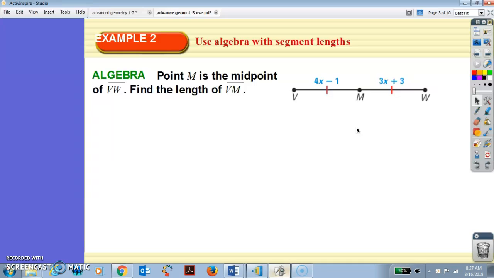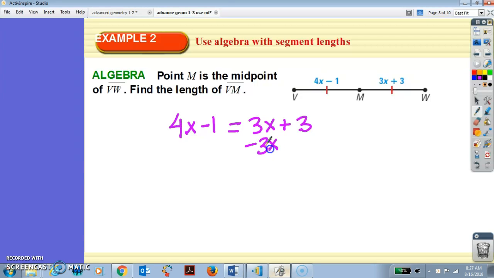Point M is the midpoint. Midpoint, it's the point in the middle, right? It breaks it into two equal parts. It's the point that bisects the segment. So point M is the midpoint of VW. Find the length of VM. Well, if it breaks it into two equal parts, set these two equal parts equal, right? They're congruent to each other. Set them equal to each other and solve.